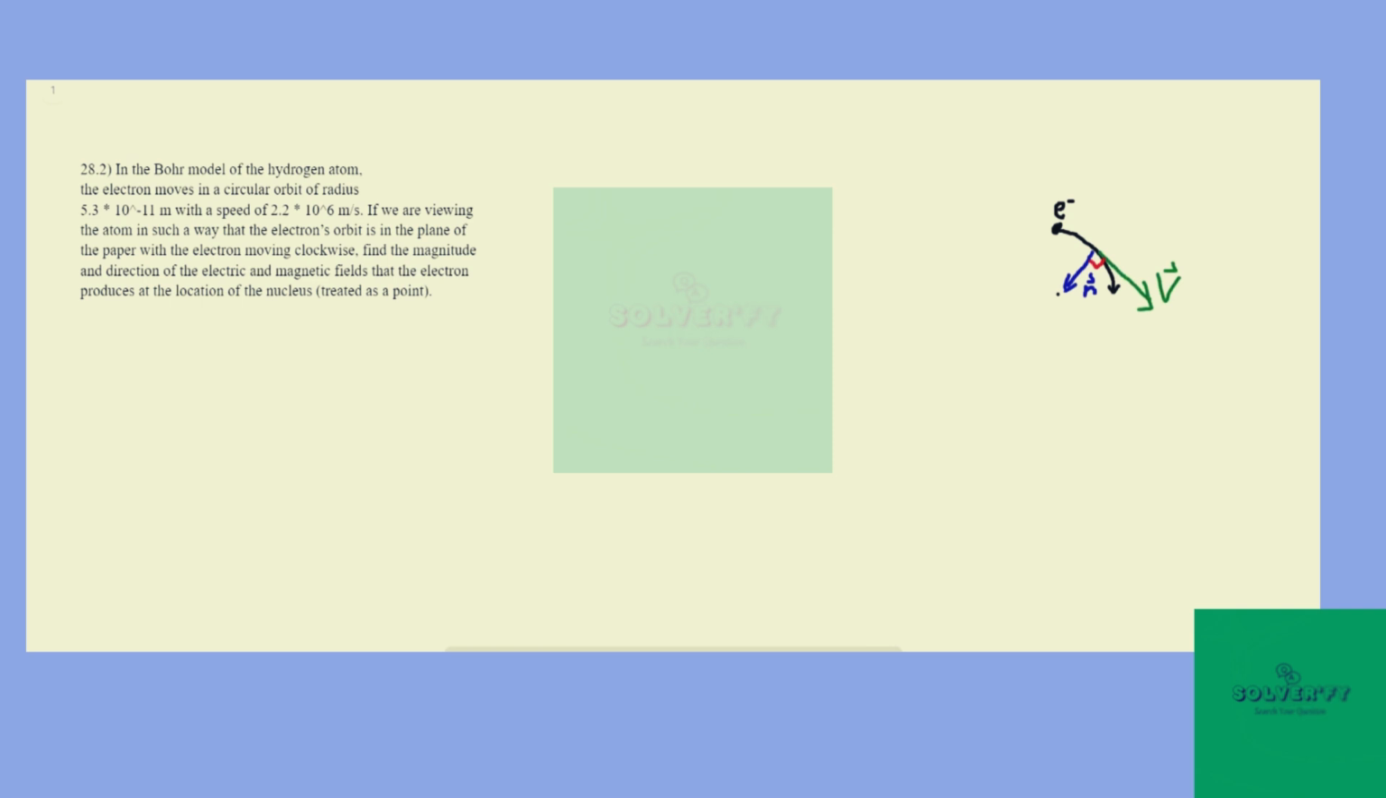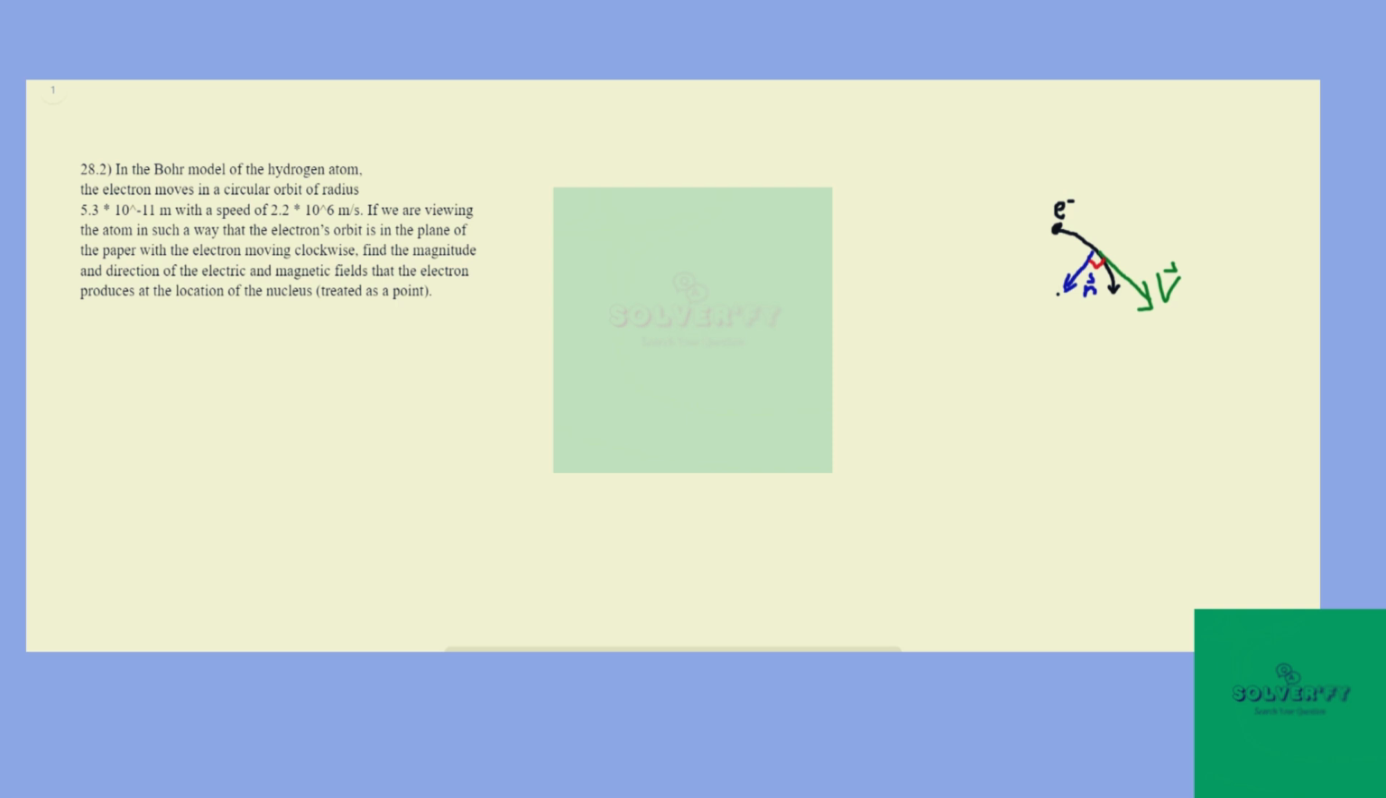Problem 28.2, we have the Bohr model of a hydrogen atom, in which the electron moves in a circular orbit of radius 5.3 times 10 to the negative 11 meters. That's this vector here, r, with a speed of 2.2 times 10 to the 6 meters per second. That's this vector v. And we're viewing the atom in such a way that the electron orbits in the plane of the paper with the electron moving clockwise. We find the magnitude and direction of the electric and magnetic fields at the point produced by the particle.